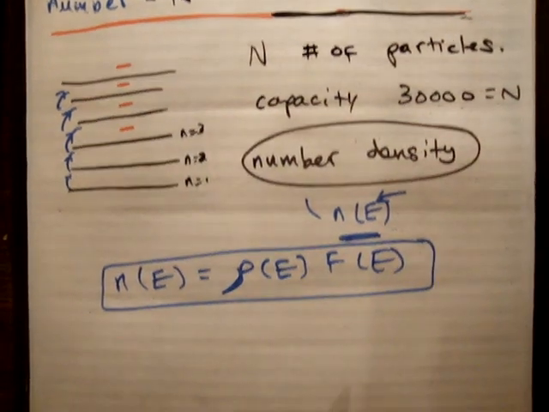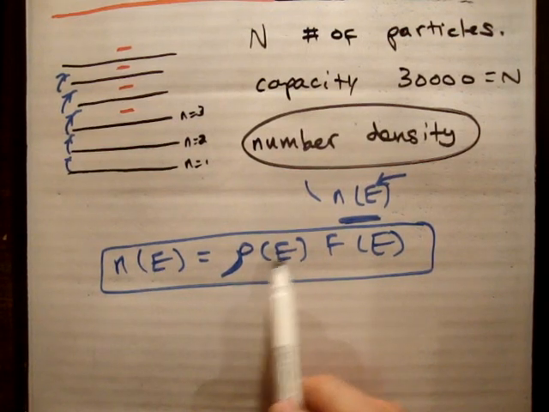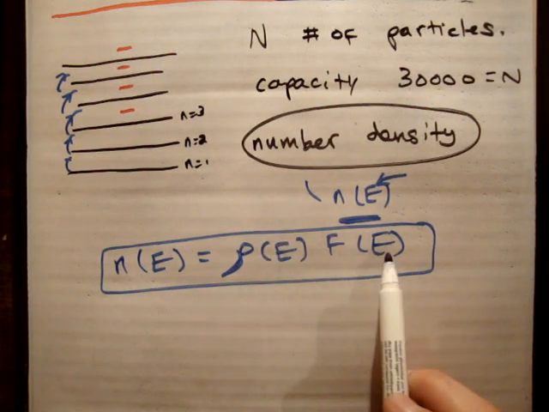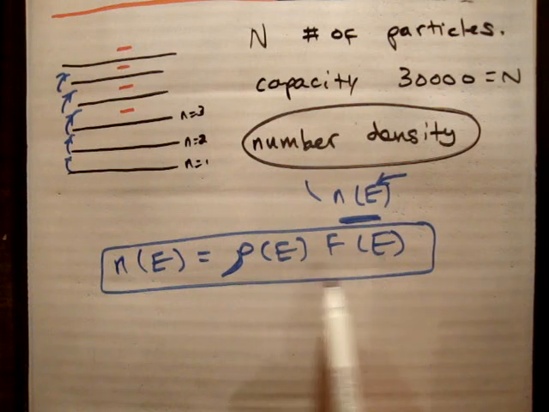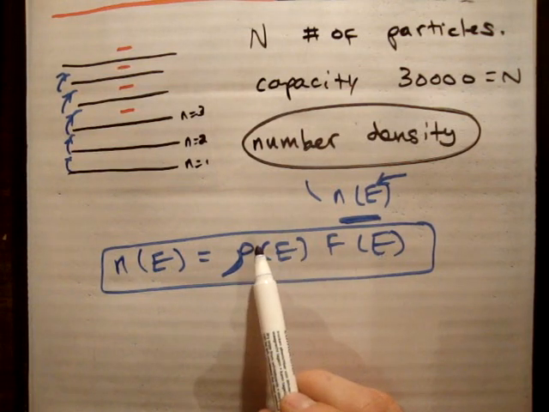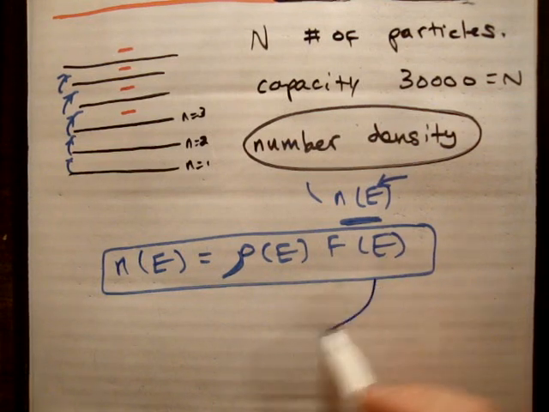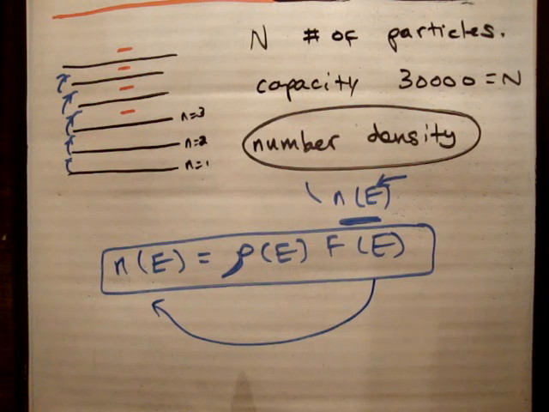Does that make sense? And it should. So the density of states is the amount of states per unit volume. The occupancy is the probability of those being occupied. So if you look at the amount of states that you have available times the probability of them being occupied, that should give you the number of particles per unit volume, n of E.